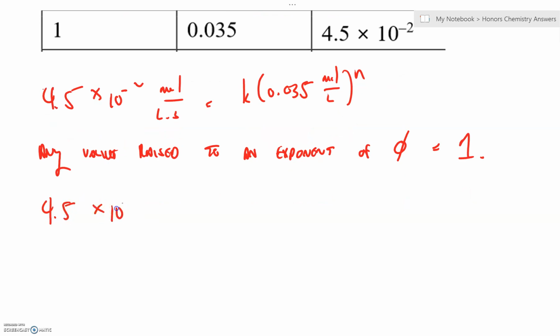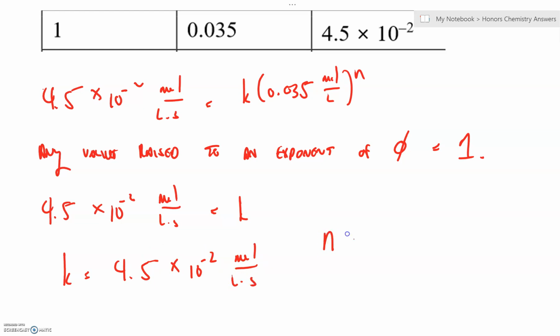4.5 times 10 to the minus 2 moles per liter per second equals k times 0.035 moles per liter raised to the 0, which is now just k. And that means that k is our rate constant with a value of 4.5 times 10 to the minus 2 moles per liter per second. Or you could say that because this reaction is 0 order, the rate itself is constant. And there you go.